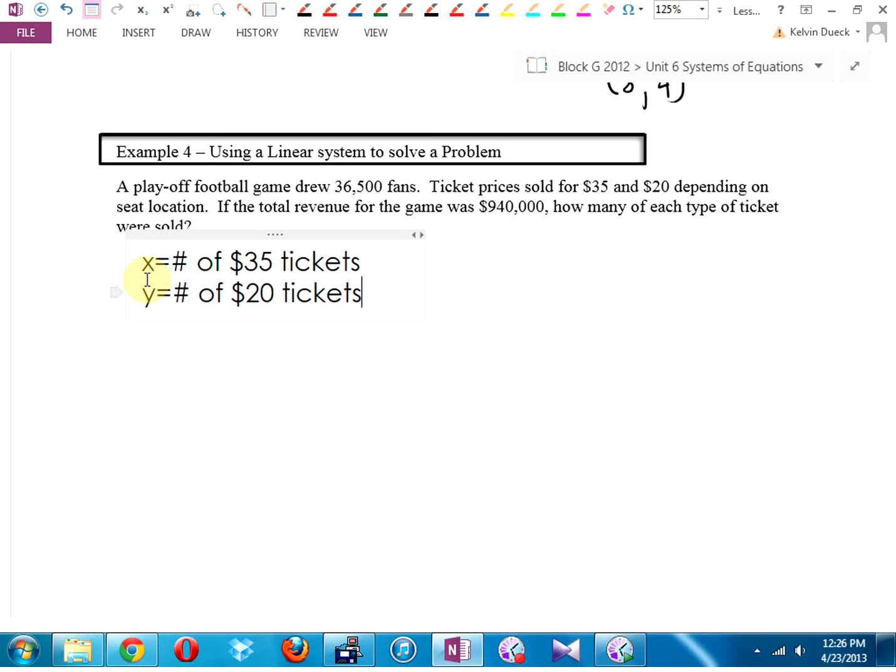That's an equation. Anybody see it? How many fans? How many tickets did we sell? How many fans? 36,500. How many tickets did we sell? 36,500. I'm telling you, that's an equation. I'll even give you a hint. Your equation is going to have an equals 36,500.